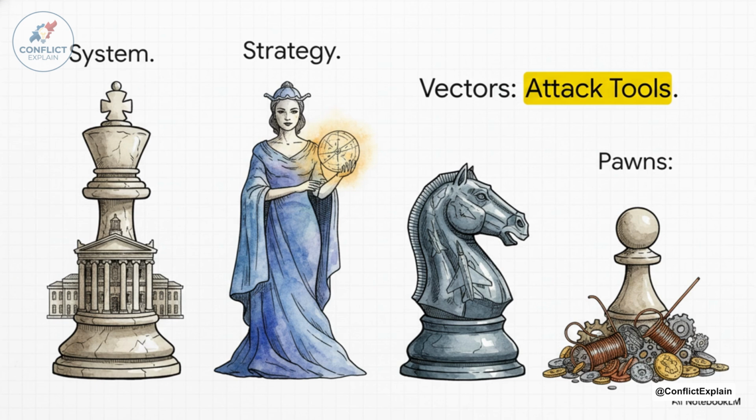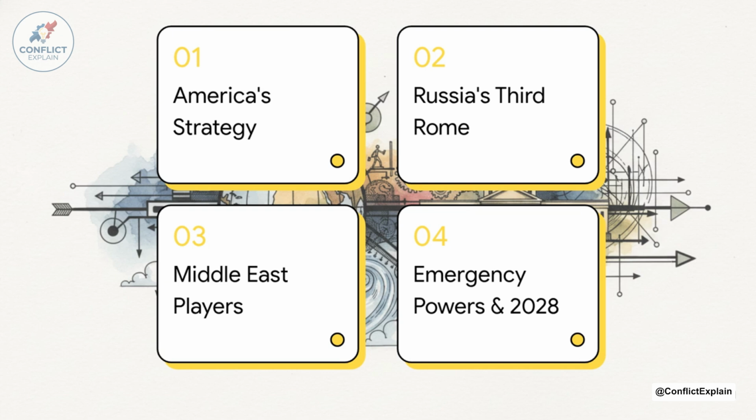And finally, the pawns. These are the physical assets, the resources, or even allied nations that an empire is willing to sacrifice to achieve its ultimate geopolitical goals. In this global game, pawns are often entire regions or populations deployed strategically just to absorb the opening attacks of rival empires. For this explainer, we are going to look at the board from 4 distinct angles. First, America's grand strategy. Second, Russia's Third Rome concept. Third, the Middle East players. And finally, we'll connect all of this to a deeply controversial prediction regarding emergency powers and the 2028 election.